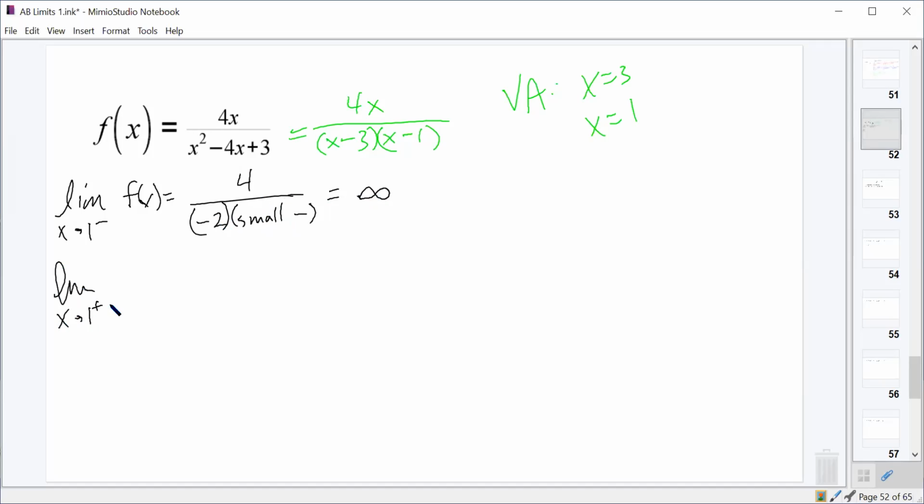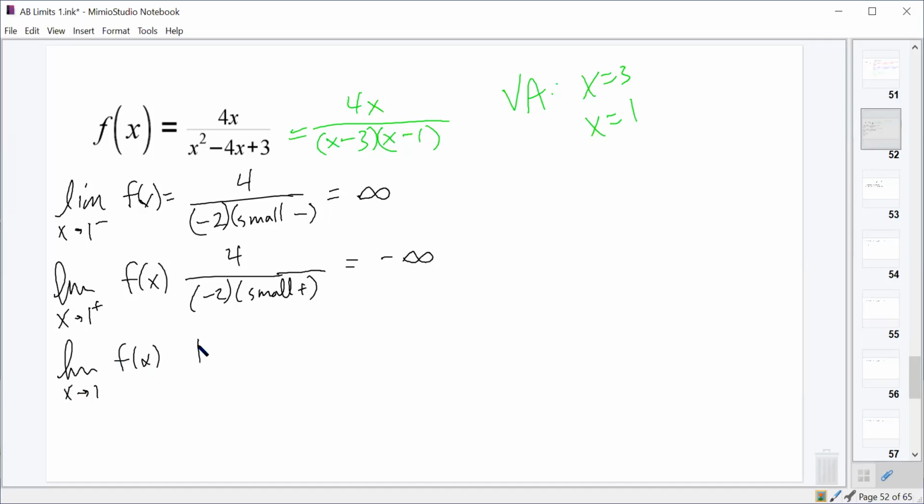Yeah. All right, what about as we approach 1 from the right? We still have a 4, and we still have a -2, but now we have a very small positive number down there, which is going to end up giving us negative infinity. Good or no? Good. And what does that tell us about the limit as x approaches 1 of f of x? Does not exist.